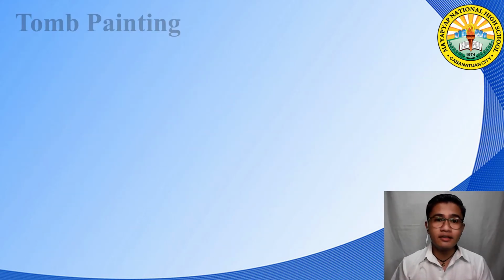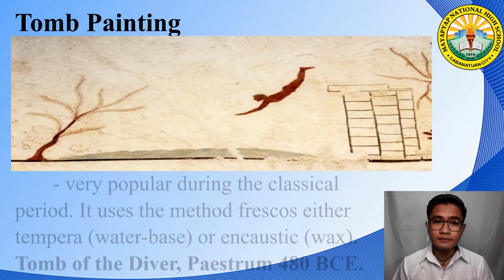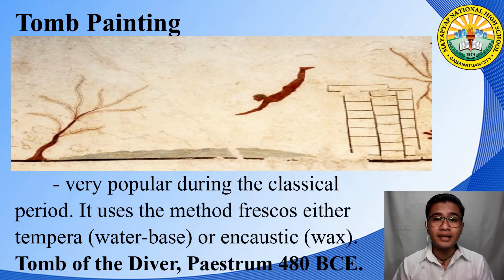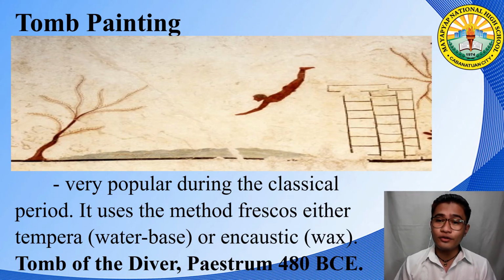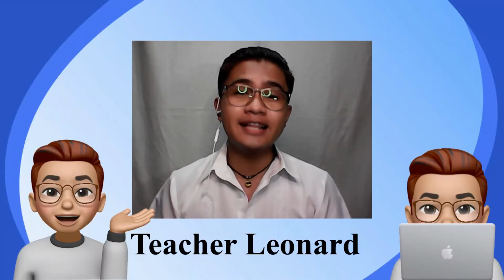And the last one here is the tomb painting. This is an example of a tomb painting. It was very popular during the classical period. It uses the fresco method, either tempera, water-based, or encaustic, the wax. The painting is titled Tomb of the Diver by Paestum, 480 BCE. Actually, this painting is the most popular painting during the Greek era. Why? Because it is made in different dynamics of painting, either fresco or encaustic. And that's it. That is the prehistoric, Egyptian, and Greek era.